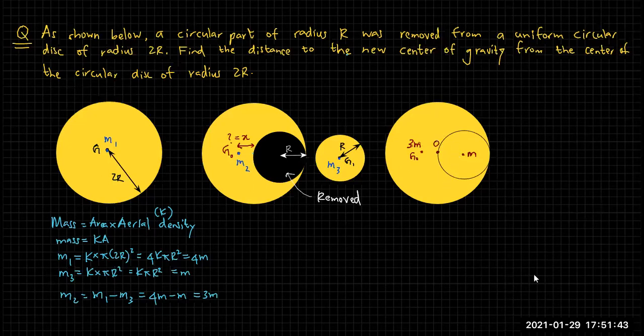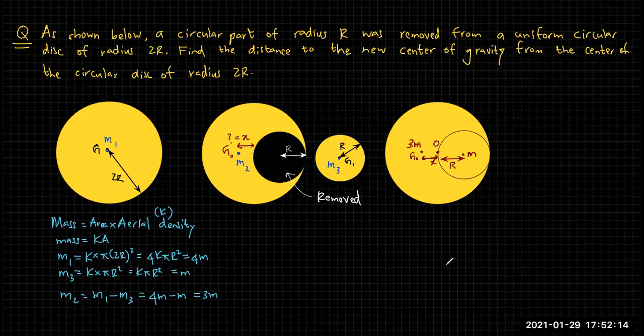Okay. And what is the distance? What is this distance, people? This distance is actually r, isn't it? We need to find out this distance, x. Okay. Two objects are there. One is the small circle and the other part. Small circle has a mass of m. The other part has a mass of 3m. And the distance to the center of gravity of the other part is x. Distance from the center of the large circle to the small circle center is r.